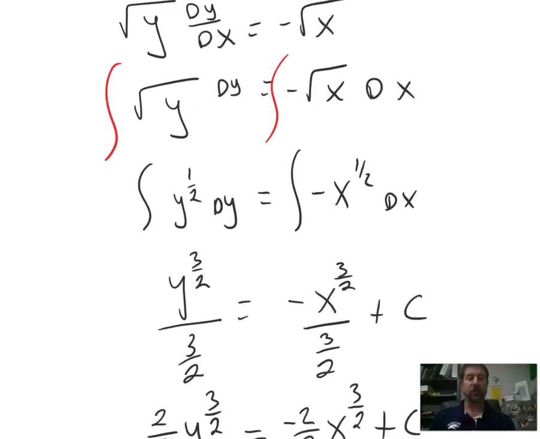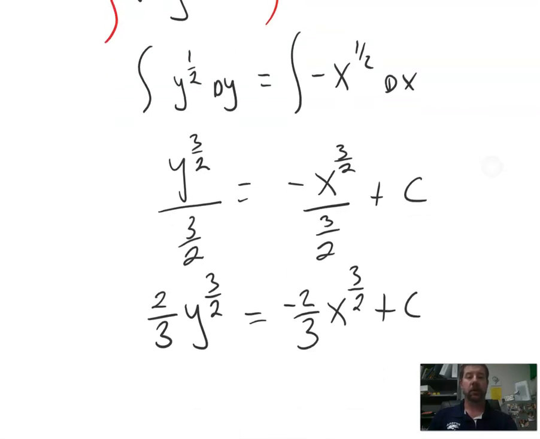To do this, I would first rewrite it in exponential form, so I can use the reverse power rule. Add 1 to the exponents, divide by your new exponent. Again, we only add c to the right-hand side. Technically there should be a plus c on both sides, but we only put it on the right-hand side. Then I simplify this, and I divide by 3 halves, so I made it 2/3 y to the 3 halves equals negative 2/3 x to the 3 halves plus c.